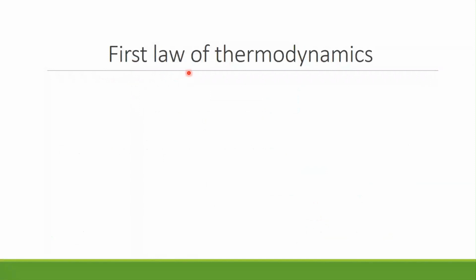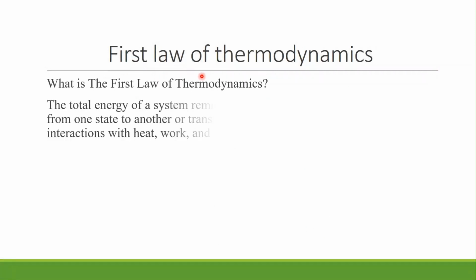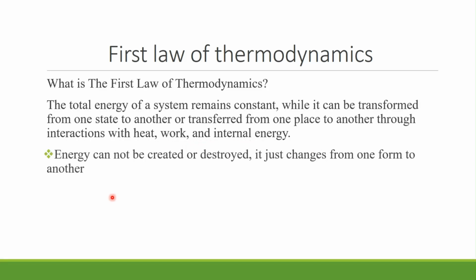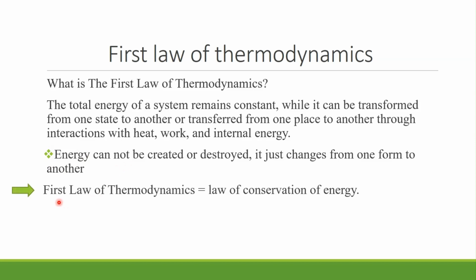What is the first law of thermodynamics? The first law of thermodynamics states that the total energy of a system remains constant, while it can be transformed from one state to another or transferred from one place to another through interactions with heat, work, and internal energy. In other words, this law states that energy cannot be created or destroyed. It just changes from one form to another, which is another expression of the law of conservation of energy.